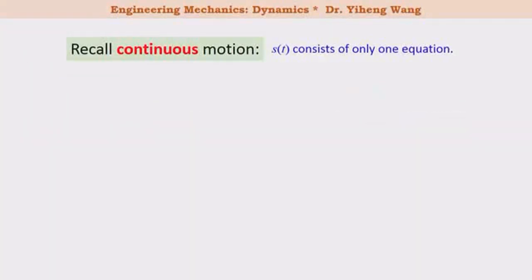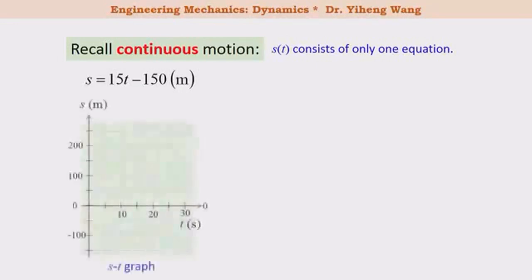So if you recall, for continuous motion, the position function consists of only one equation. For example, s equals 15 times t minus 150. In this case, t, the time, is in the unit of second and s is in the unit of meter. Based on this equation, we can graph the relation between s and t. And this is the st graph.